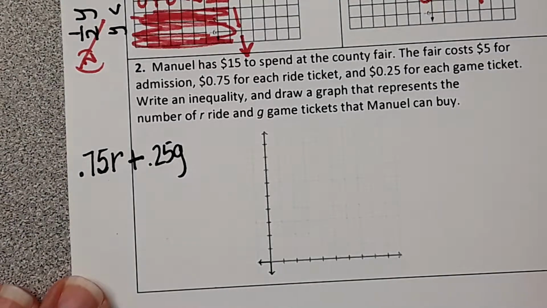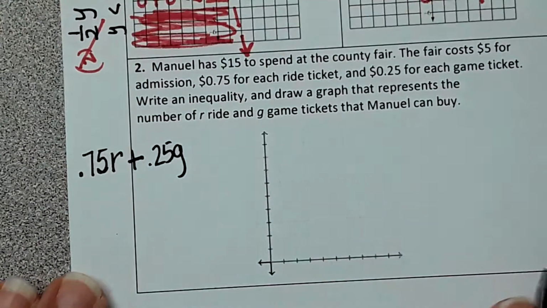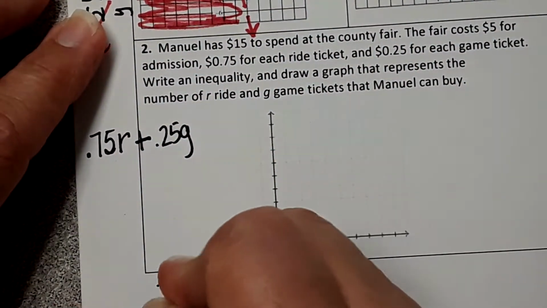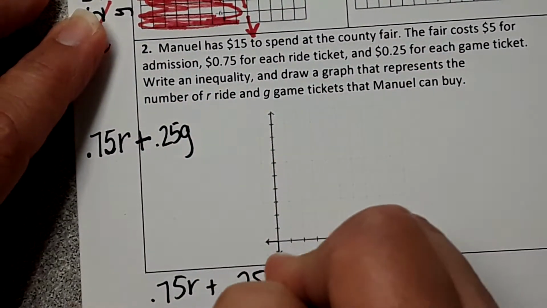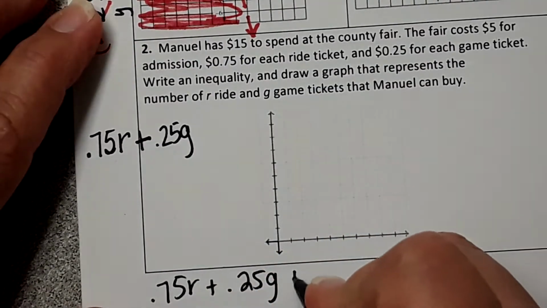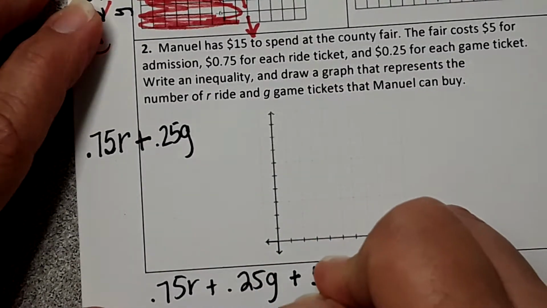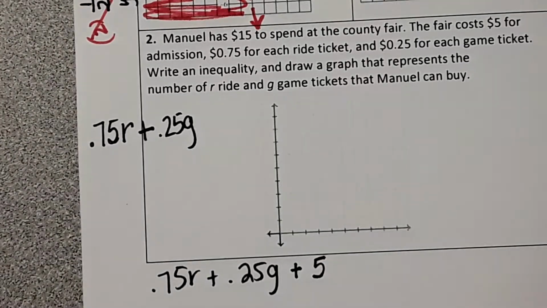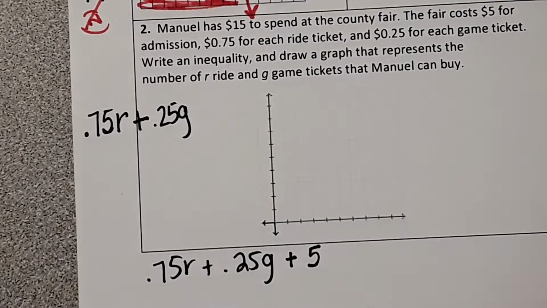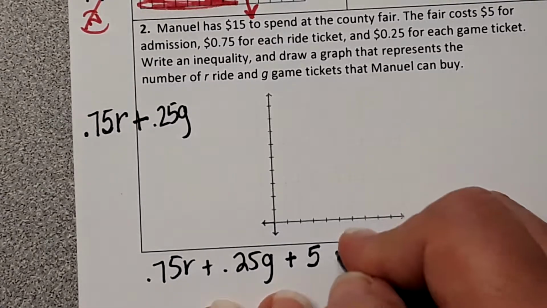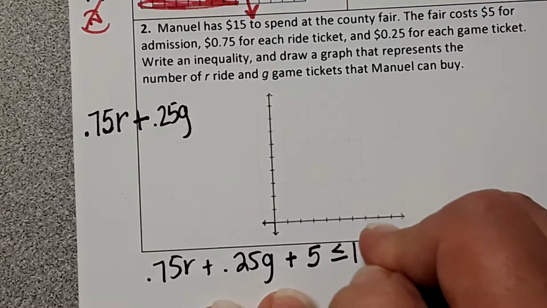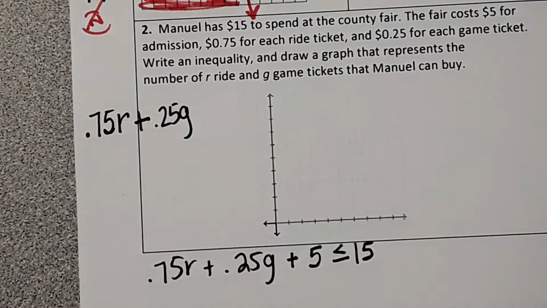Okay, so I'm just going to rewrite it because I'm writing too big. Okay, then how much does it cost to get in? $5. And how much can Manuel spend? Can he go over 15? Can he spend 15? So that means it can be less than or equal to 15. Okay? So now let's move the 5 over.